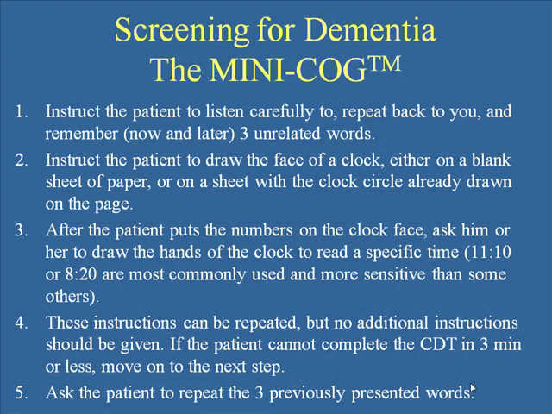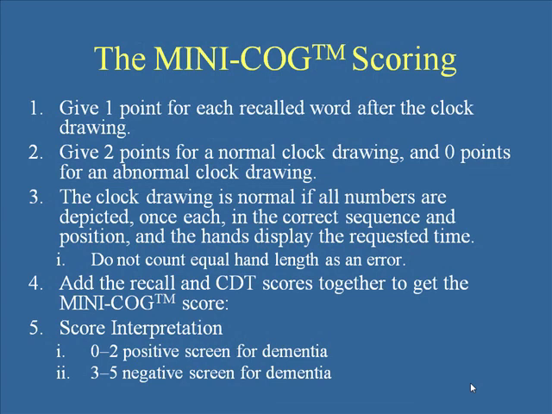And if the patient cannot complete the clock draw in 3 minutes or less, you move on to the next step, which is step 5, to ask the patient to repeat the 3 previously presented words. So give them 3 words to remember, have them draw the clock, set the hands at 11:10, and then ask them to repeat the 3 previously presented words. Fairly simple. There's a straightforward scoring system that you can communicate easily with colleagues.